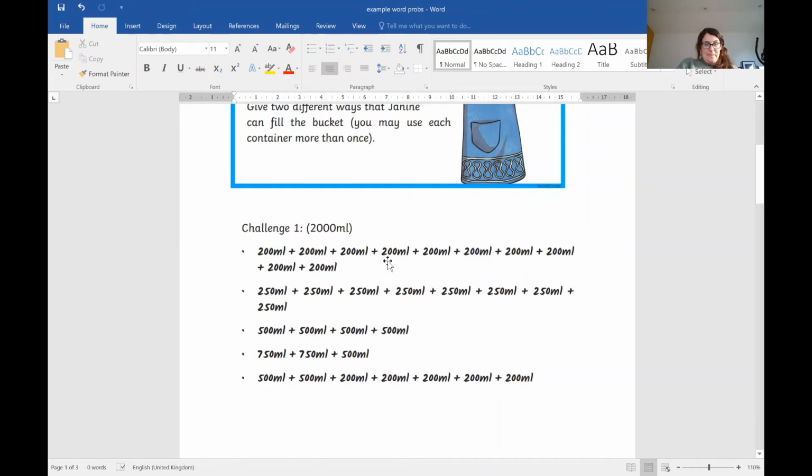But just here, that was the last one I talked about, wasn't it? 10 lots of 200 millilitres is going to make 2,000. And I also talked about the 4 lots of 500 millilitres making 2,000, because I know that 500 and 500 is 1,000. So if I do that twice, that's going to be 2,000. And there are other ways of doing it too.